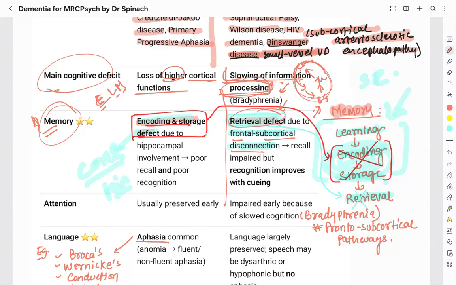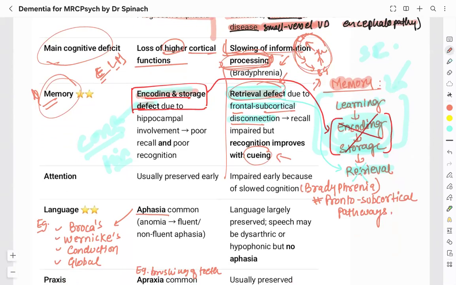So we are not able to retrieve that information, but it actually improves with cueing. If you give a cue to the patient, they will be able to retrieve it. You just have to tell them there's a cue here, and that will help with the retrieval. So this is one major difference between cortical and subcortical dementia.